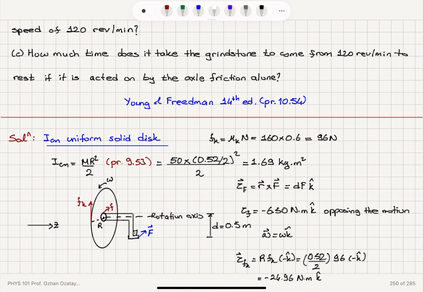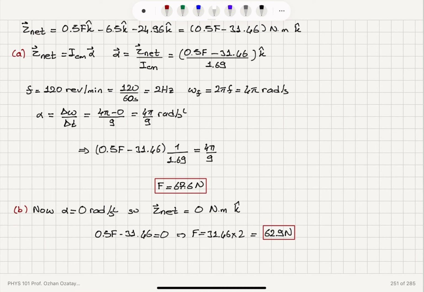So we calculated the torque components here. This F is applying a torque in a plus k hat direction. It is d times F in k hat direction. The torque applied by the two friction forces are both in minus k hat direction. This one applies a torque of minus 6.5 newton meters. Here the torque is given directly. This one applies a torque in minus k hat direction, perpendicular distance r times Fk, so that gives us 24.96 newton meters. The net torque is due to these three torque components.